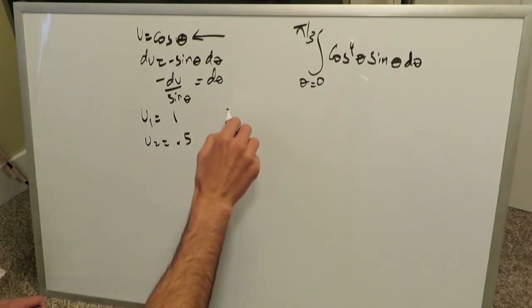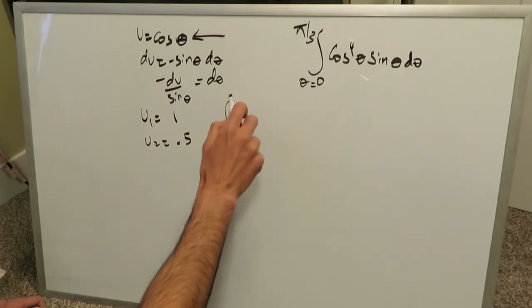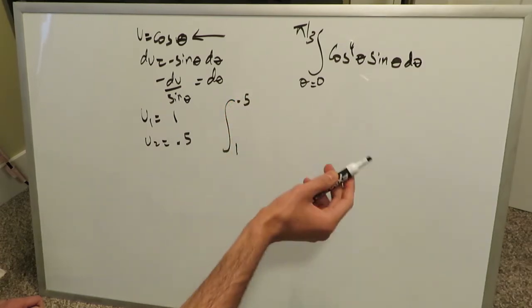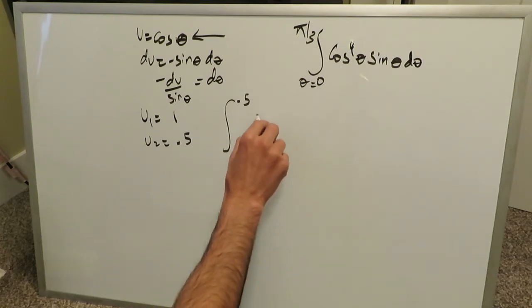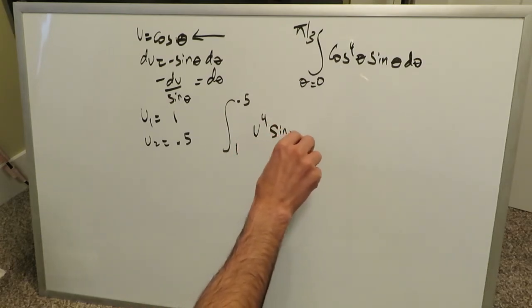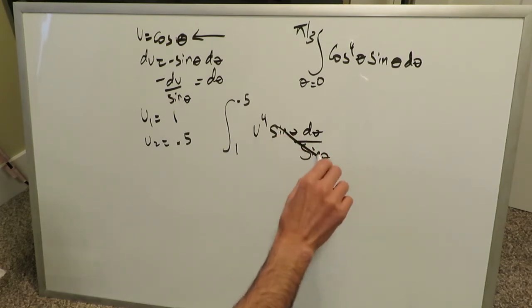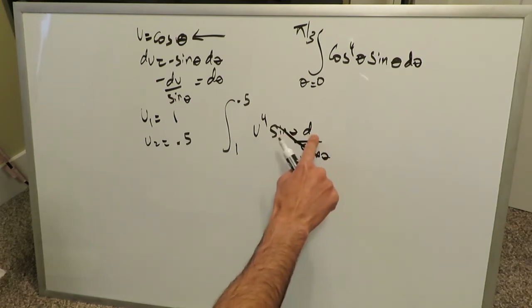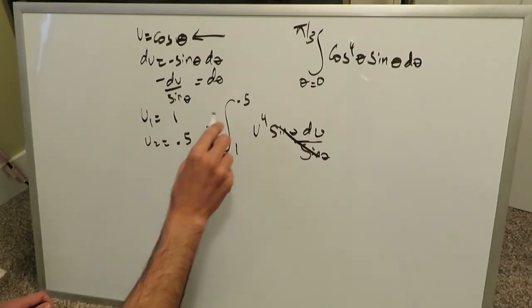So you end up rewriting your question as this. You end up having a lower limit of a larger number and an upper limit of a smaller number, which is fine, we'll worry about that. Cosine was substituted for u, so it was a u to the 4 sine theta d theta over sine theta, and this should be here du. That was our substitution, du. And you know we have a minus sign, we can't forget about that.